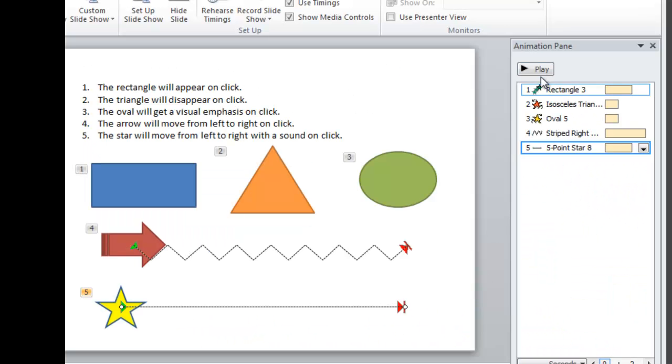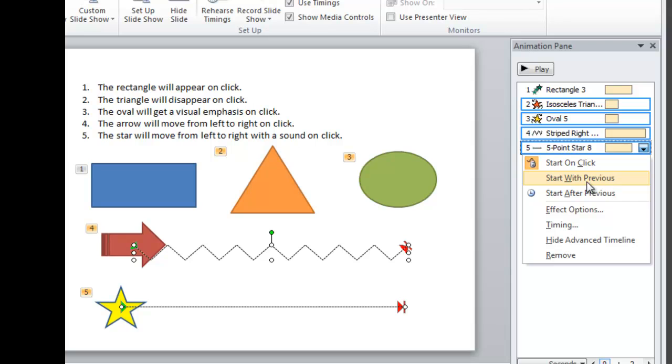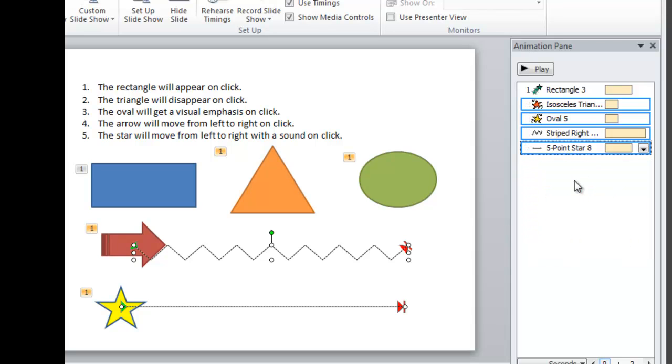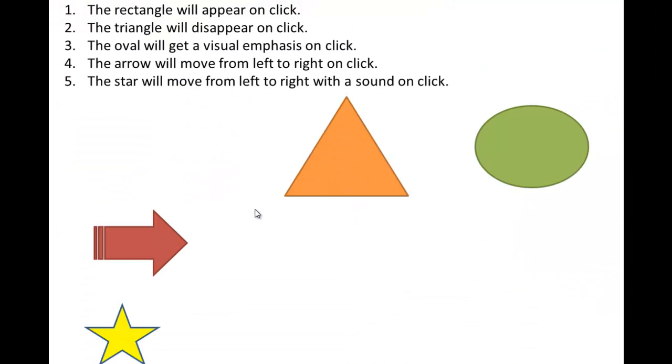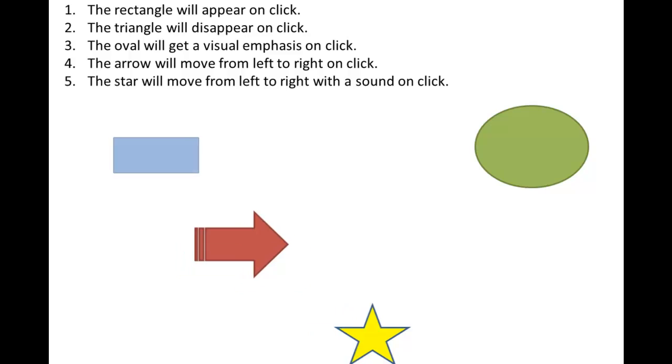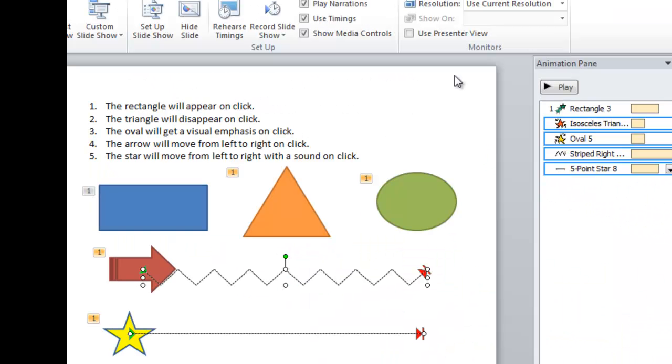Now if we go back to my PowerPoint, they all start on click. However, if I want them to start all together, I can select all of them, right-click to see more options, and select Start with Previous. So now as soon as I click for the rectangle to appear, all my other animations will be triggered at the same time. Let's see how it works. There is my click. It works great.